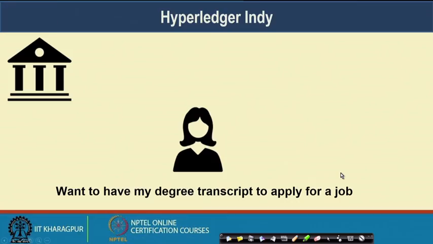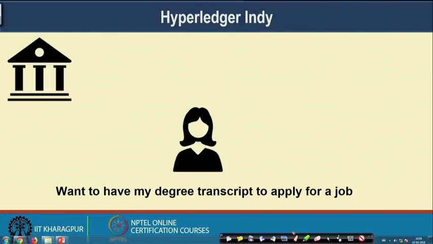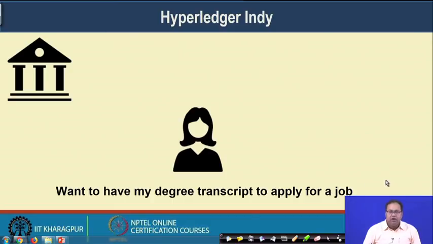So, we will explain the entire thing using a use case. Say Alice wants to apply for a job, and when she wants to apply for a job, she requires her degree certificate or the degree transcript. So, she needs to apply to her college, from where she has already passed out, for a degree certificate or for a transcript. So, Alice wants to have her degree transcript for applying for a job.